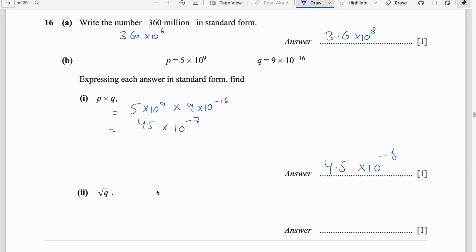Square root of Q, 9 into 10 raised to power minus 16. Square root: the square root of 9 is 3, and 16 by 2 is minus 8.